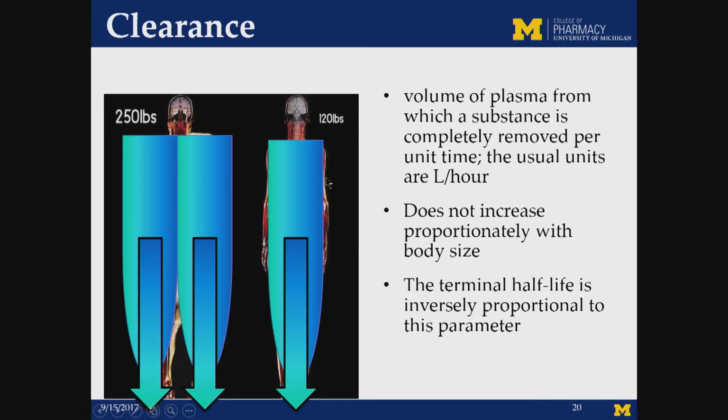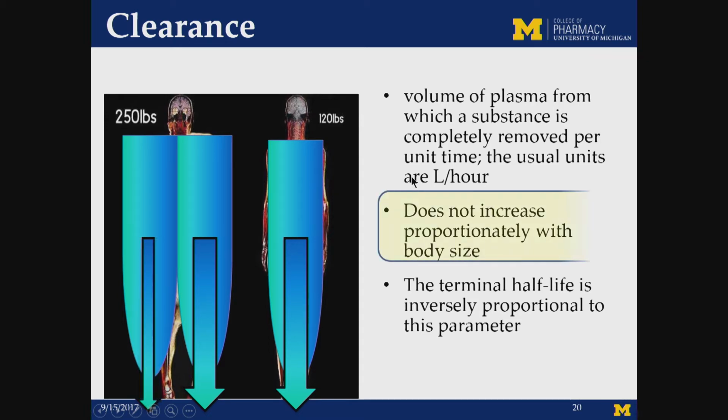When we think about clearance, this again is taking that volume and computing how much of that volume is clearing drug over time, so it's represented by liter per hour. What we know is this parameter really does not increase in proportion to body size. So what you saw is an increase that is not proportionate to body size, but often represents about a 50% increase as body weight doubles, for example. The terminal half-life is inversely proportional to this parameter, and so this parameter also affects the half-life of the drug.